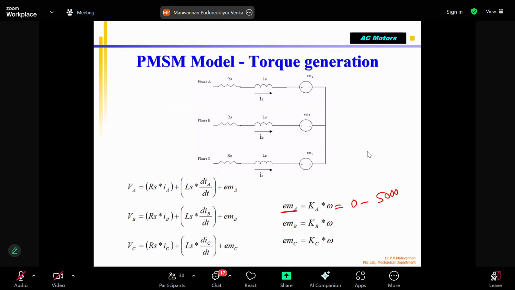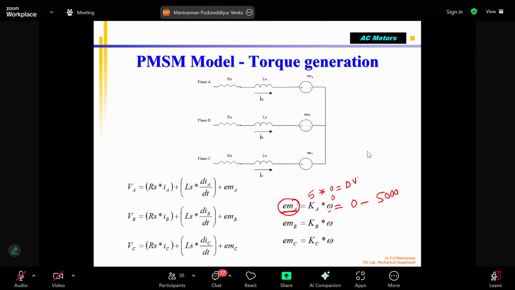When you initially apply the voltage at t equals 0, the rotor is in a stationary condition. At that time omega is 0. For example, for understanding, take the constant equal to 5. 5 into 0 is automatically 0 volts. The back EMF is also measured in volts, and the back EMF voltage is 0 because omega is 0.